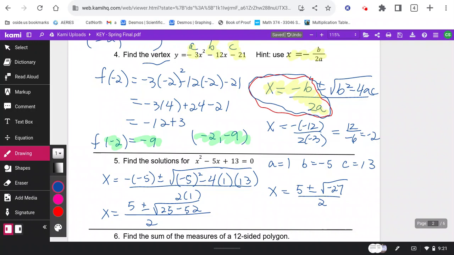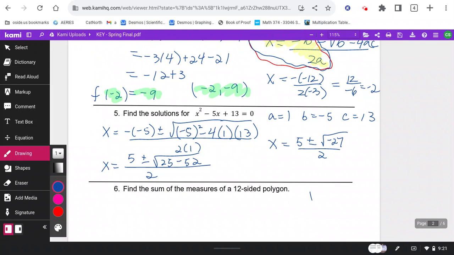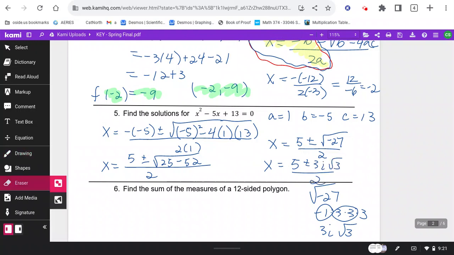So now we're going to break down the negative 27, which is negative 1 times 3 times 9, which is 3 times 3. So a 3 comes out, an i comes out, and a 3 stays in. So 5 plus or minus 3i root 3 over 2 is my full simplified answer.